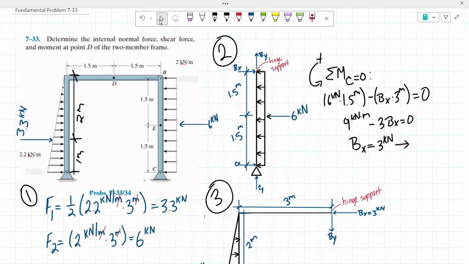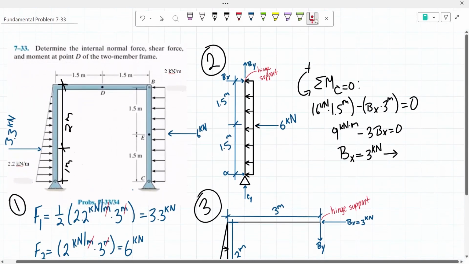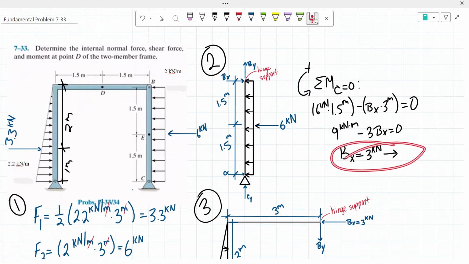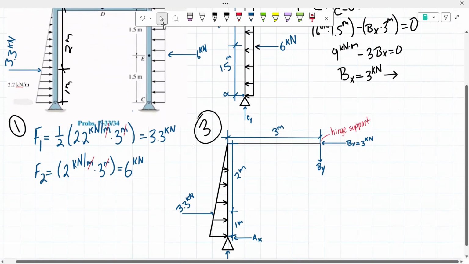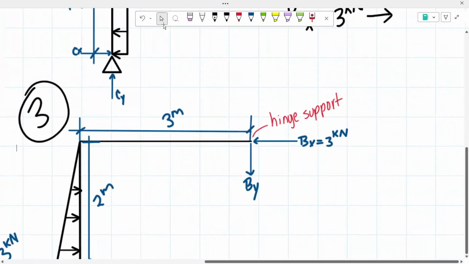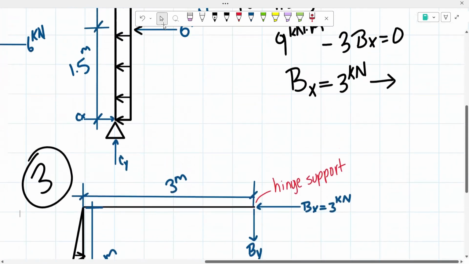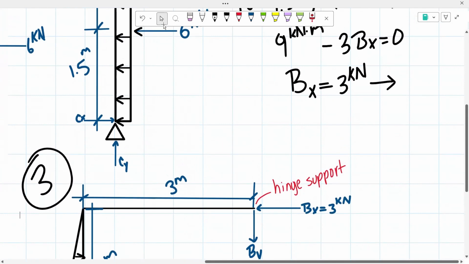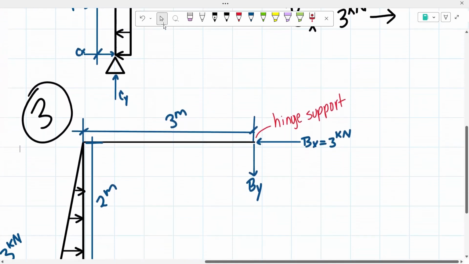Now, since previously we were able to determine that while dealing with this side of the member frame, my reaction B of X will be going to the right, now that I'm dealing with this side of the member frame, we know that our reaction would actually be going in the opposite direction when breaking it apart. So that's why here I drew my reaction B of X going to the left as compared to going to the right for the previous step that I did.